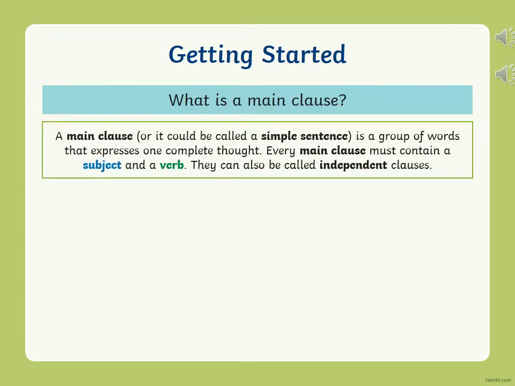What is a main clause? A main clause, or it could be called a simple clause, is a group of words that expresses one complete thought. Every main clause must contain a subject and a verb. They can also be called independent clauses. Can you spot the subjects and verbs in these main independent clauses?